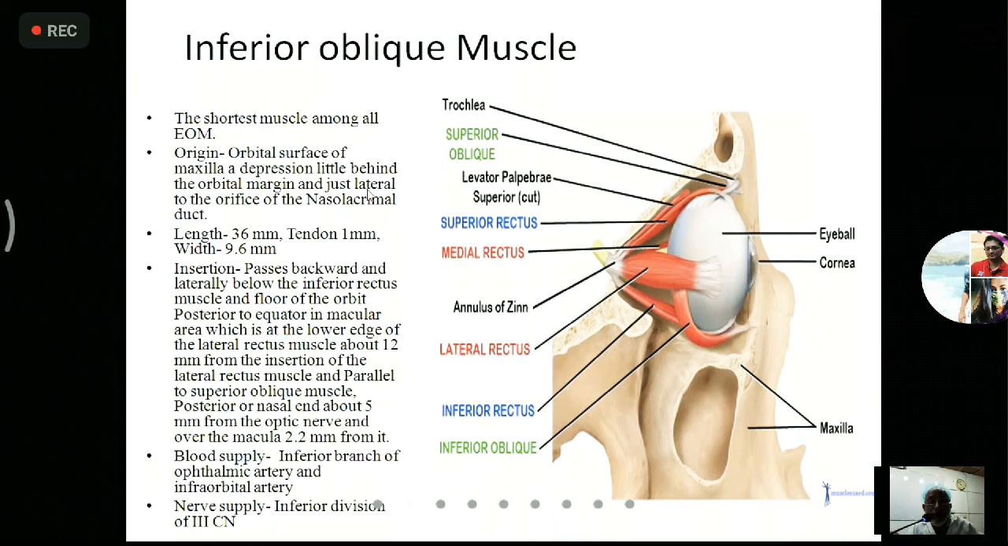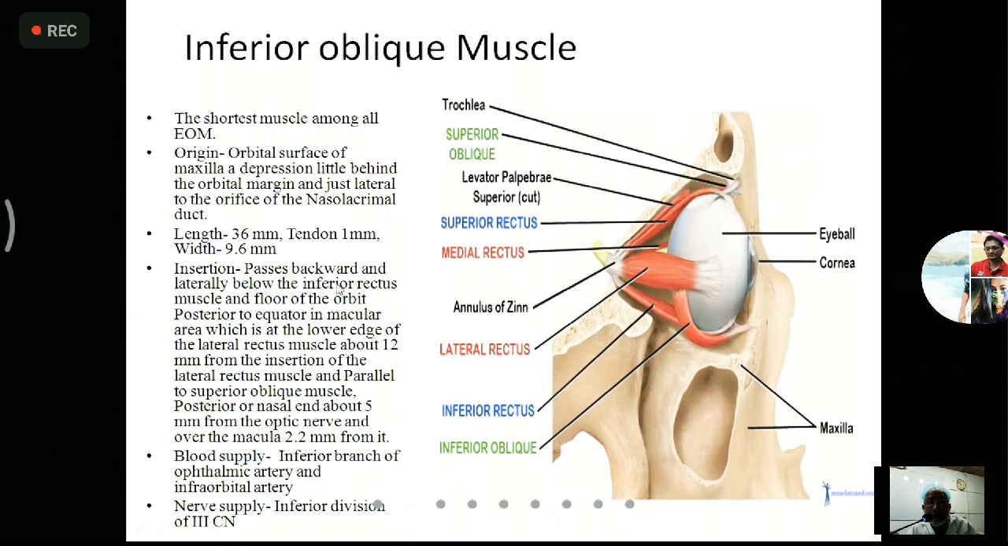Origin, we have already said where it is taken from. Orbital surface of the maxilla, a depression a little behind the orbital margin, and just lateral to the orifice of the nasolacrimal duct. We said it lies below the lacrimal sac; the nasolacrimal duct is a continuation from the lacrimal sac. Its length is 36 millimeter. The tendon is only 1 millimeter, and the width is 9.6 millimeter.